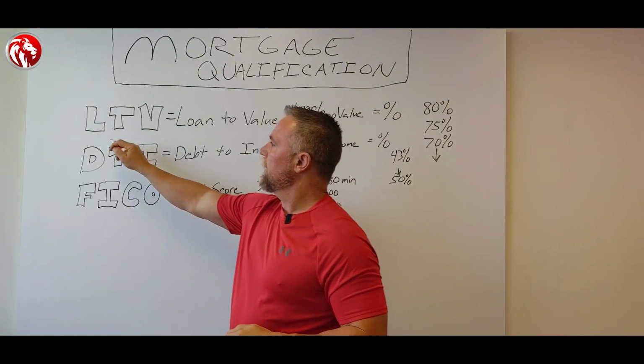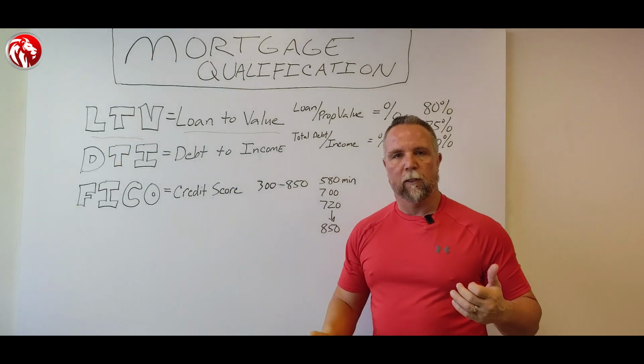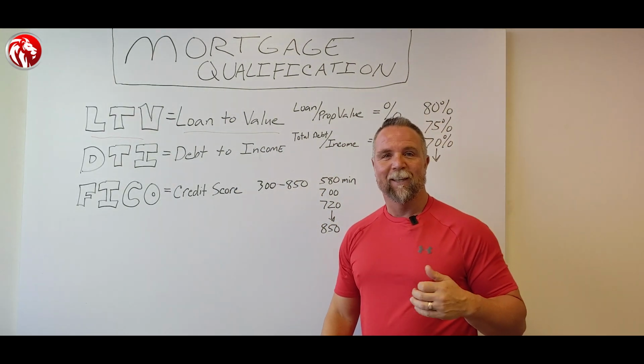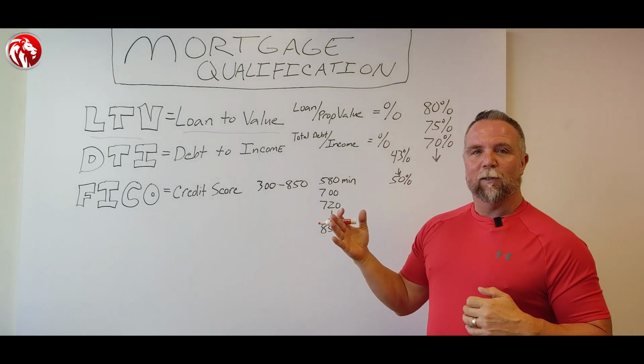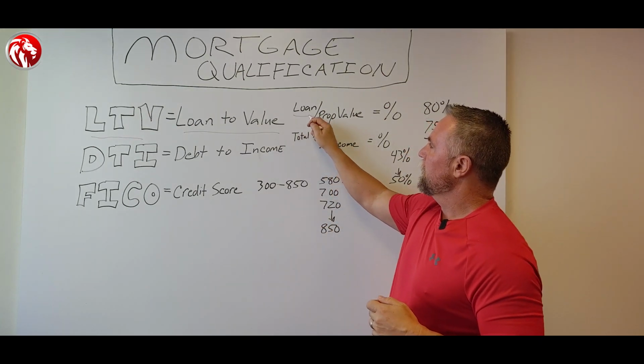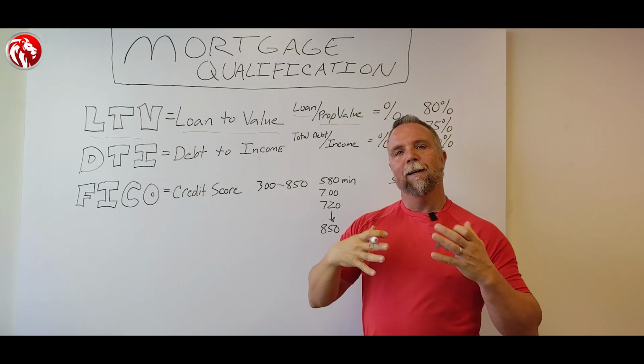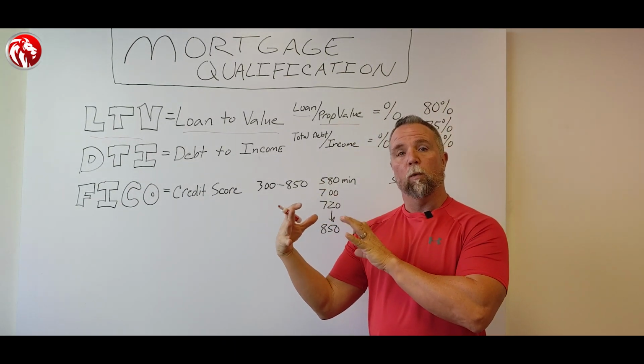Number one is your LTV, or your loan to value. The mortgage industry is littered with acronyms, okay? So your LTV, your loan to value. And that is calculated by taking the amount of the loan divided by the property value. How much are we borrowing against how much is the property worth?